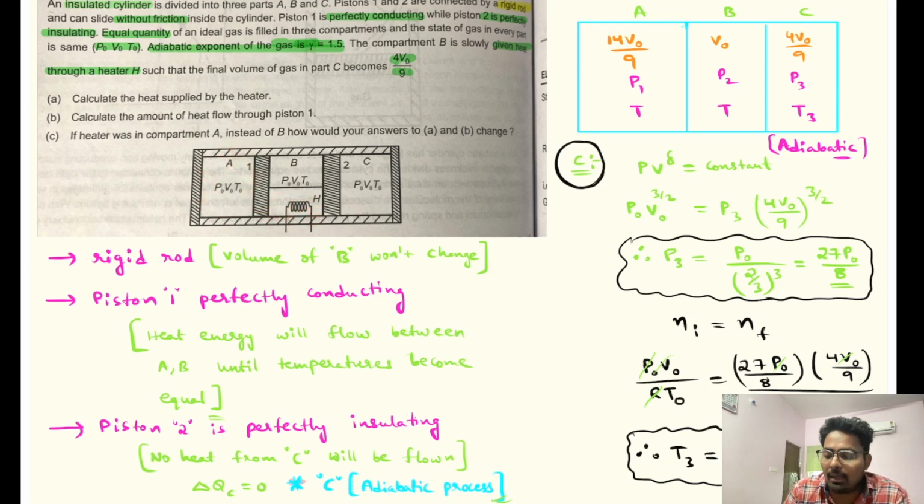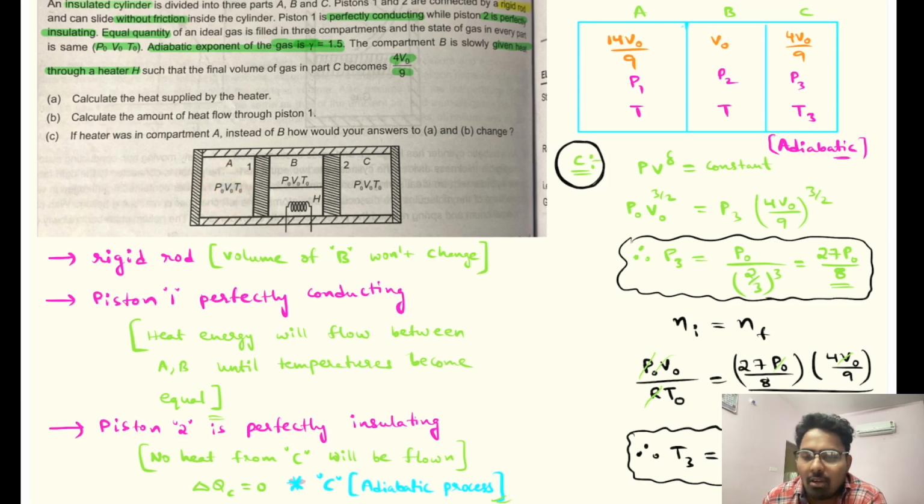Now I need to find the heat in compartment A, but the difficult part here is that we don't know what process is happening over here. It's not isochoric, it's not isobaric, it's not adiabatic. We cannot conclude it is a specific concept, right? So how could we tell the value of delta Q?